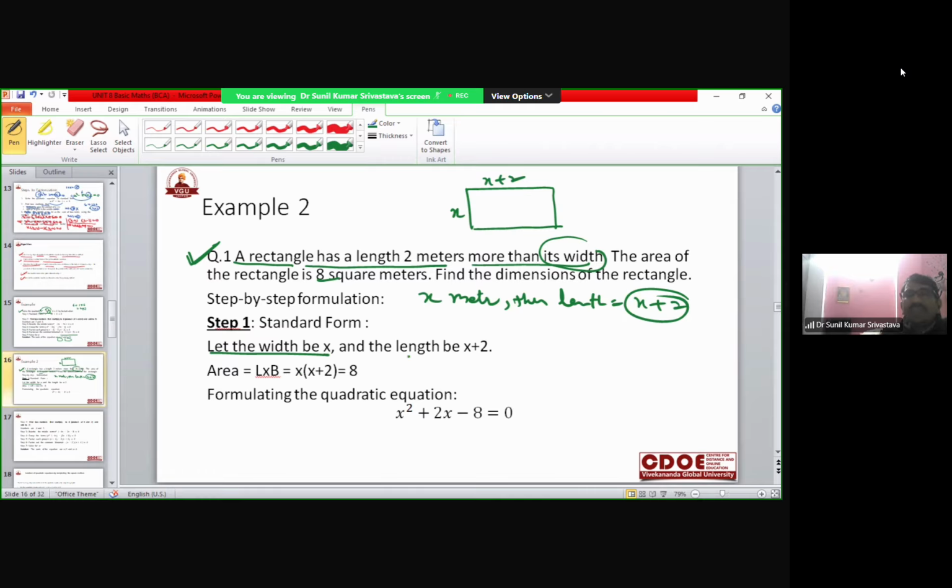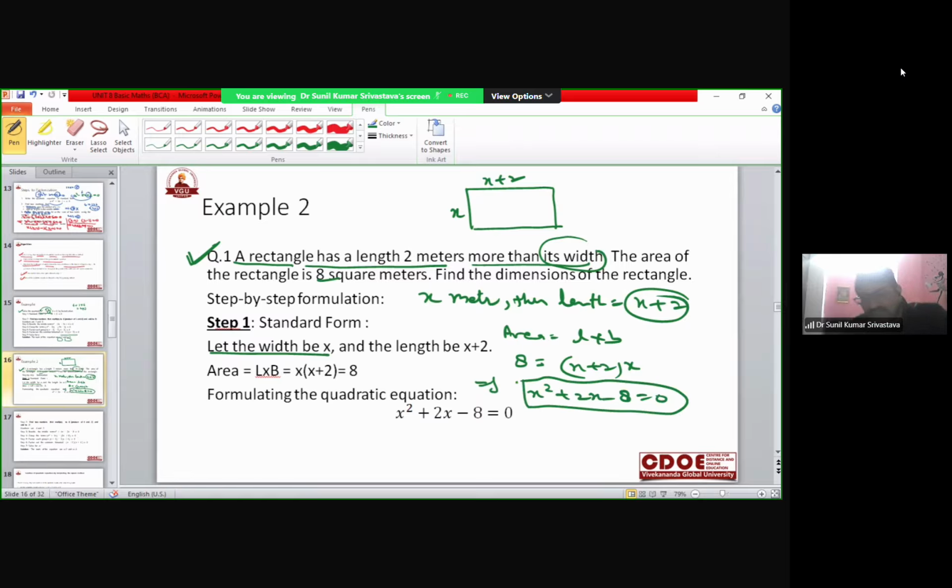So what will be the area? Area of a rectangle is equal to length into breadth. So area is given as 8, length is given as x plus 2 and breadth is given as x. So we have to multiply. This is x into x, x square, plus x into 2, 2x, and minus 8 is equal to 0. This is the quadratic equation. Anybody can factorize this equation. That's great. If you understand the concept, you may factorize this and find the value of the length and breadth.